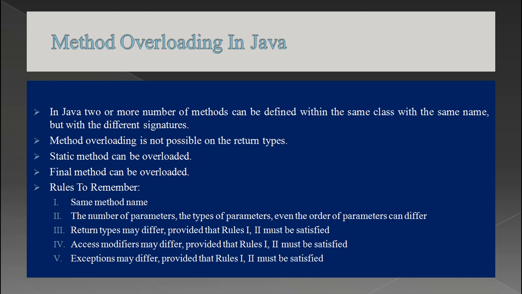And also access modifiers may differ. Say xyz is a method, two methods with the same name xyz, but one method is public and another method can be protected. But we must maintain rule 1 and rule 2. That is, both names will be xyz, and at least one of the three, that is the number of parameters, the types of the parameters, or the order of the parameters, should differ between the two xyz methods. Also exceptions may differ, but again rules 1 and 2 are mandatory. These must be satisfied.